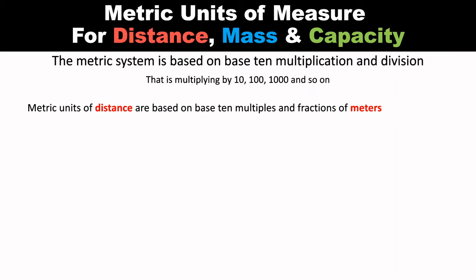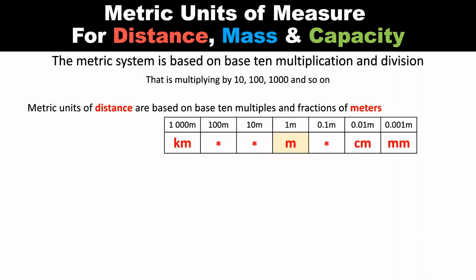The metric units of distance are all based on base 10 multiples and fractions of meters. For example, 1 meter is 1 times a meter. Then we've got 10 meters. We could call that decameters, but we don't really tend to use that name. So I've just put a star here. You don't need to remember it.